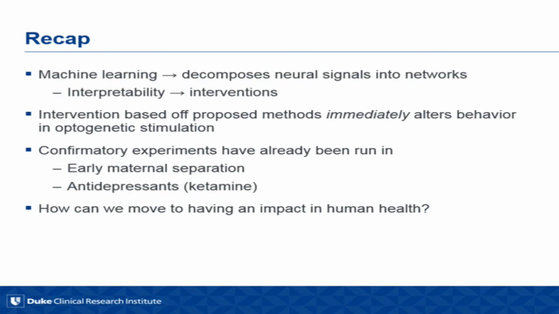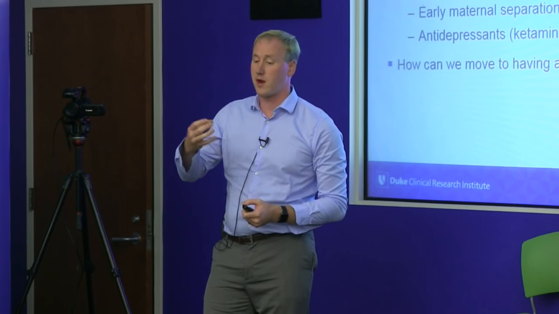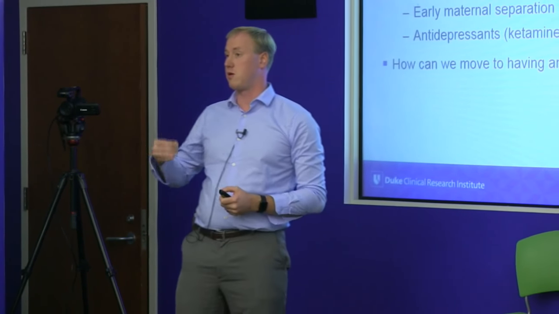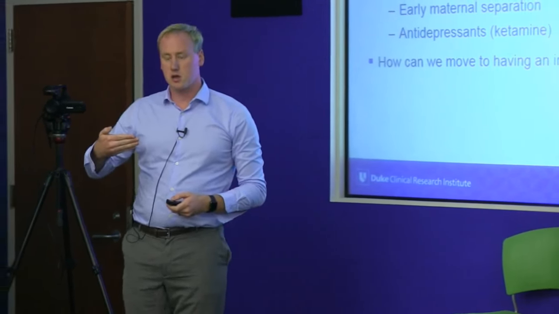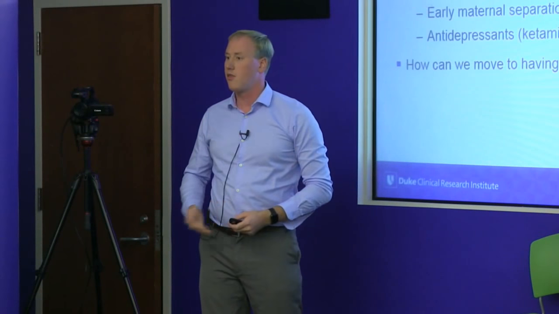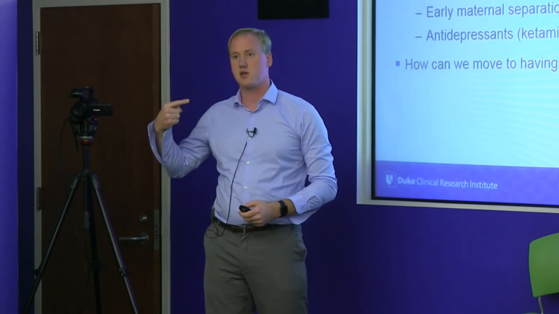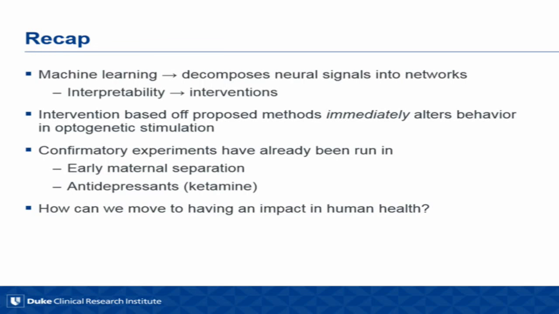And we already have confirmatory experiments that have been run in early maternal separation. For those of you that don't know, early maternal separation is designed to mimic an early traumatic event. Early traumatic events in humans are known to make people more susceptible to depression later in life. And it turns out that these networks that are upregulated in mice that are susceptible to stress are all upregulated if you do an early maternal separation. So we can see just in their brain signature that they're going to be susceptible to stress. Antidepressants hit on these networks that we found, which is really kind of fun.